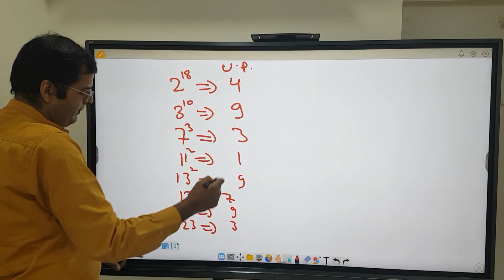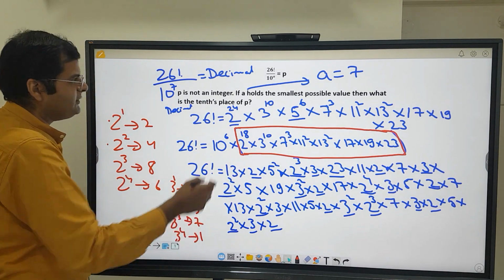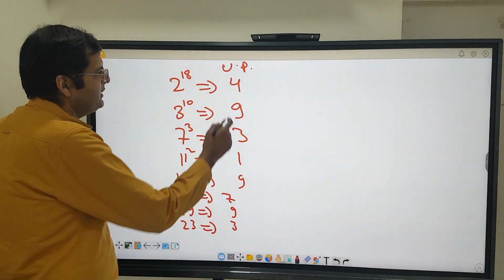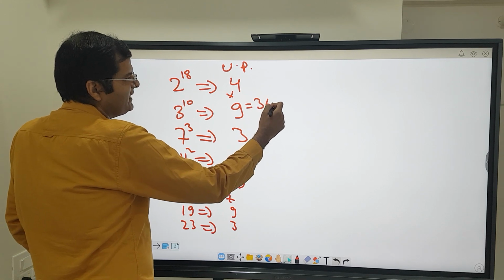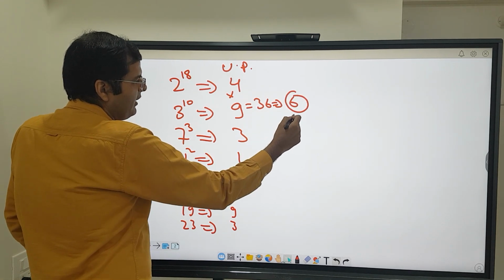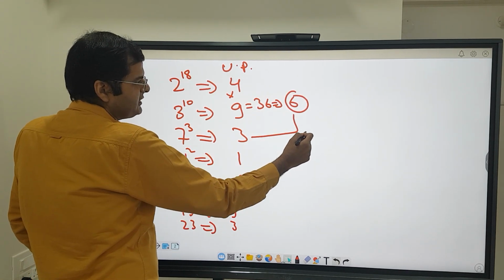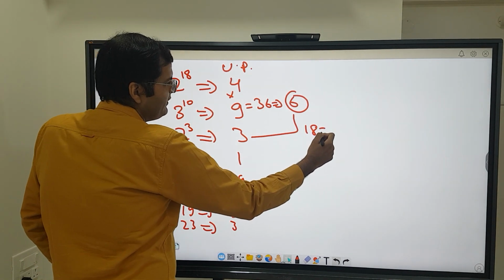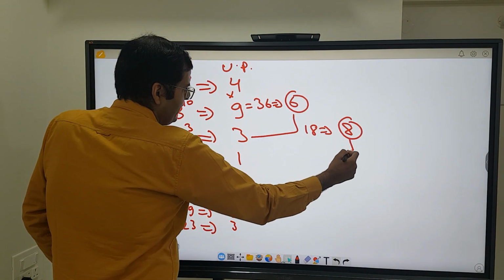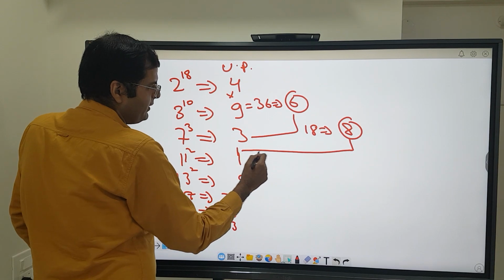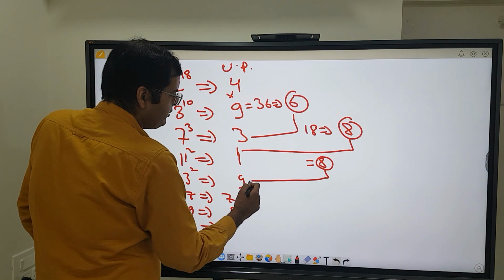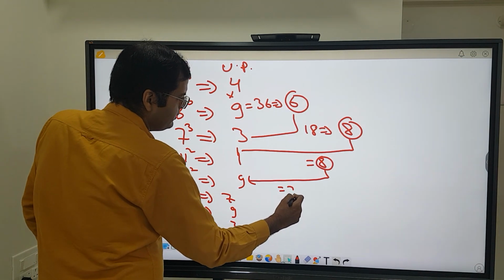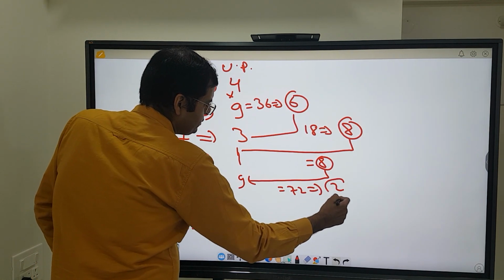Now I am multiplying all these numbers, so I'll just multiply them and get the units place. So 4 into 9 is what? 36. So I'll just get 6 as the units place from here. After that I'll do 6 into 3. 6 into 3 is 18. So I will take 8 as the units place. I'll multiply 8 into 1, the next one. So 8 into 1 is 8 directly. Then 8 into 9. 8 into 9 is 72. 72 means units place is 2 here.